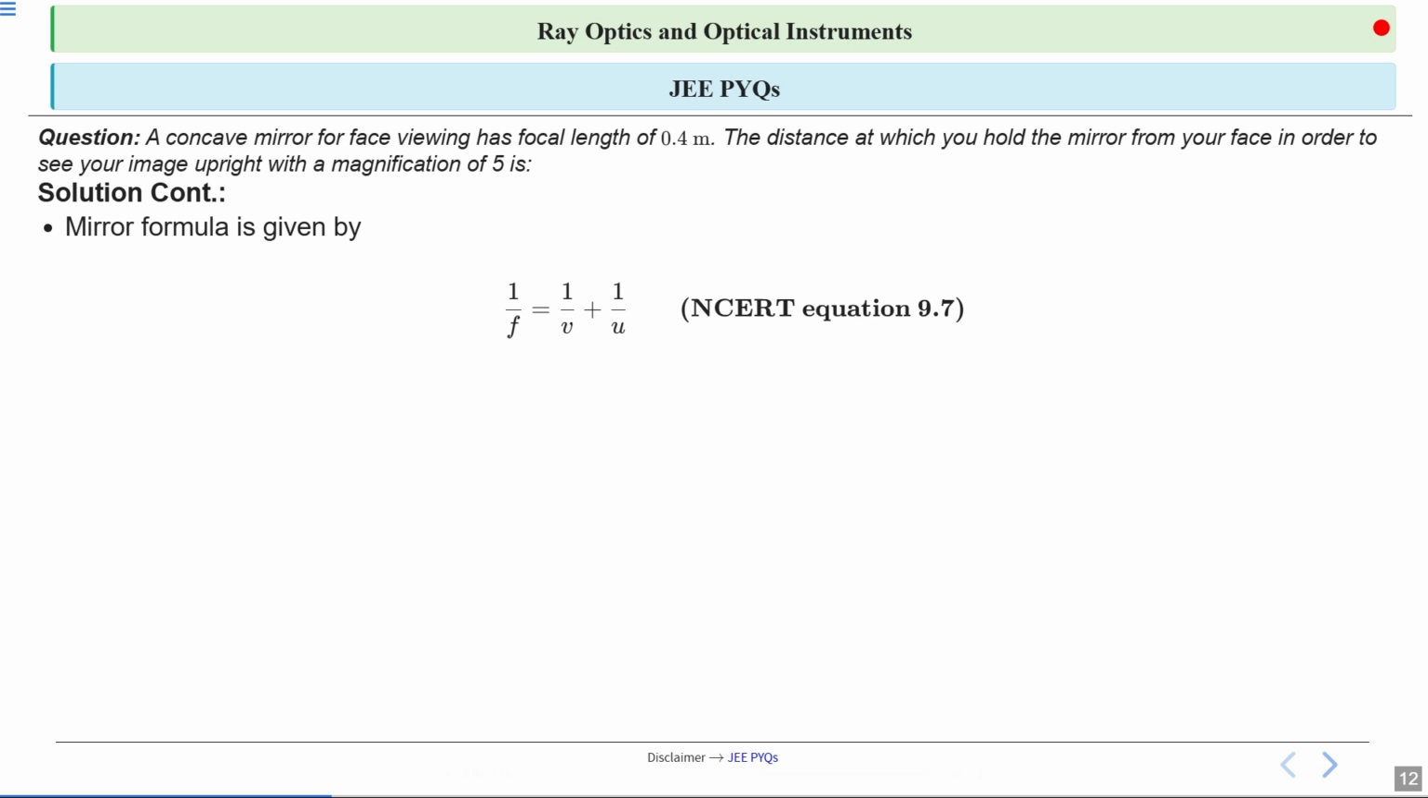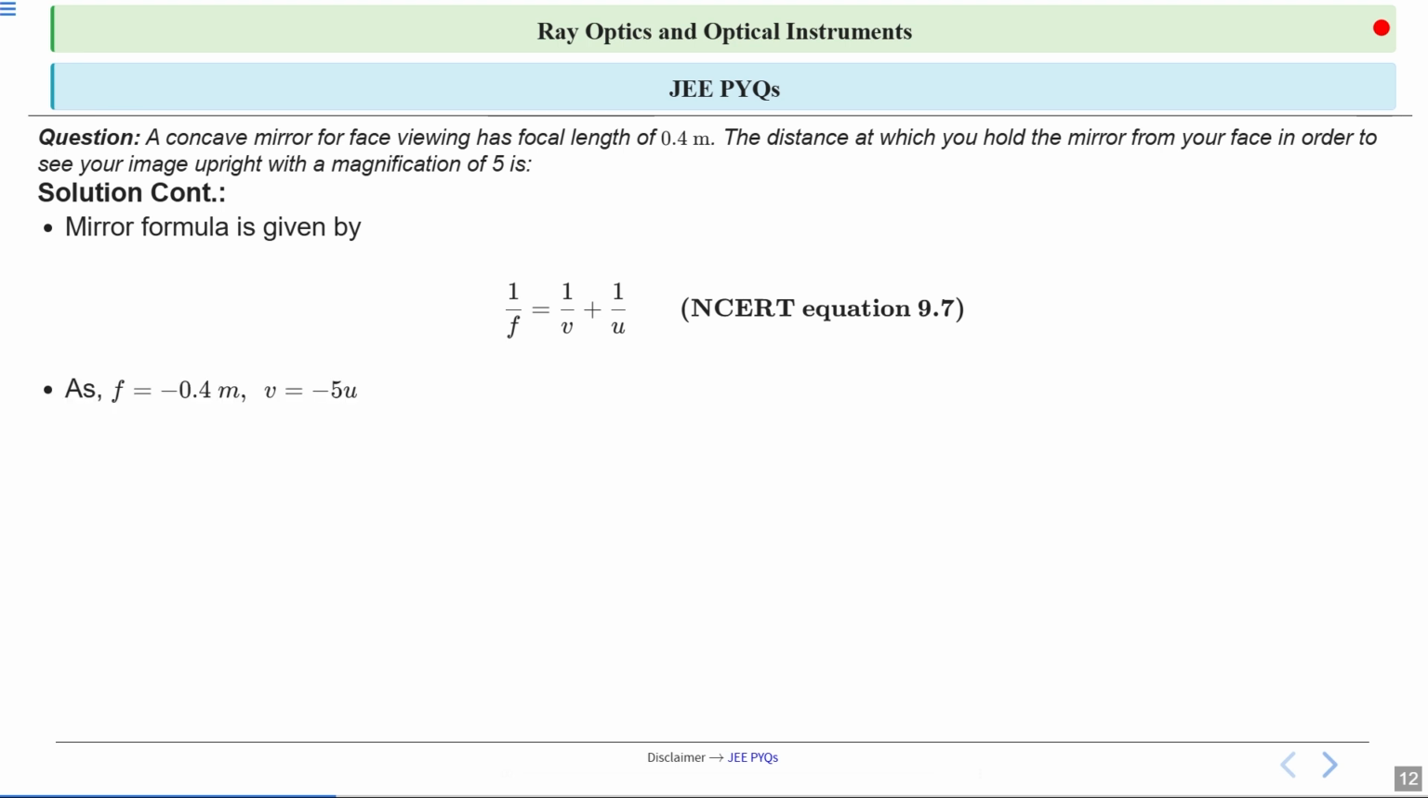Okay, to solve the problem, we need to use the mirror formula, which is crucial in ray optics. This formula is according to NCERT equation 9.7. The formula is 1 upon f equals 1 upon v plus 1 upon u, where f is the focal length, v is the image distance and u is the object distance.